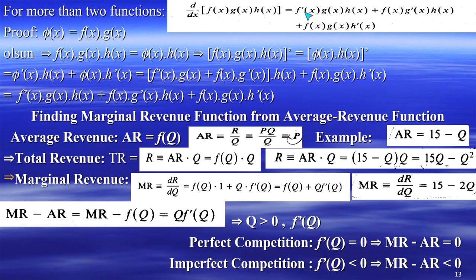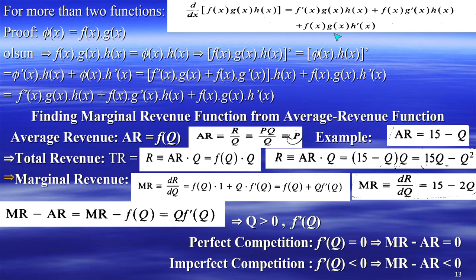You see? So f prime of x times g of x times h of x, plus f of x times g prime of x times h of x, plus f of x times g of x times h prime of x. So at each round, we take the derivative of one of these functions, multiply by the other ones, and take the sum of these terms. You see? Then we obtain the derivative of the whole product.